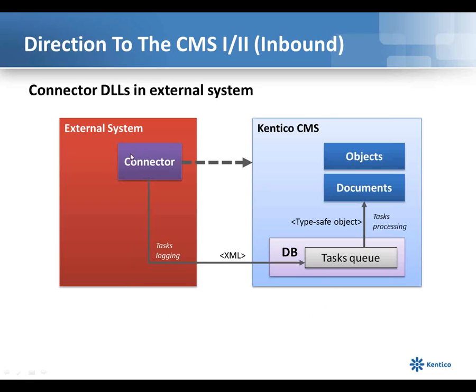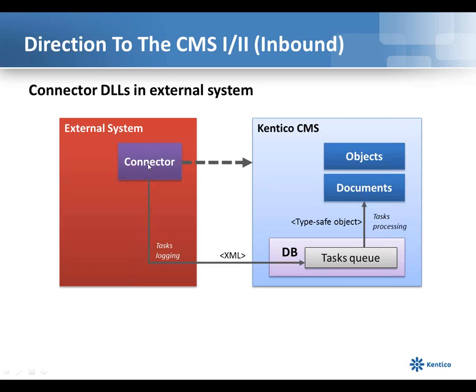So the connector class could be sitting in the external system, and the idea is that from the connector you will process the external object, and you will create a very general object which will be stored into the Kentico incoming task queue, and it will then be processed by Kentico. So Kentico, based on the XML definition of the object, would know whether that is a document or that is an object, and we would know how to actually work with it. But in the connector, you need to create such an object.